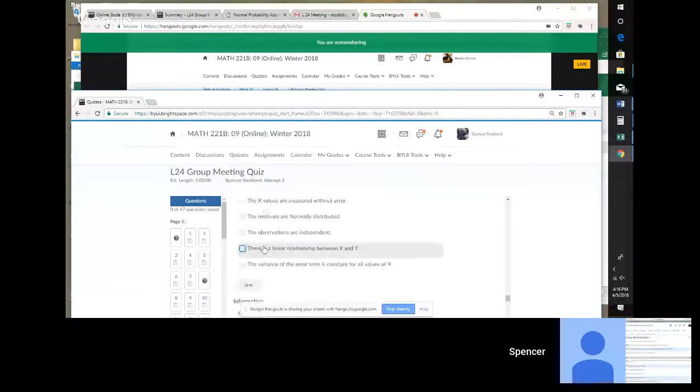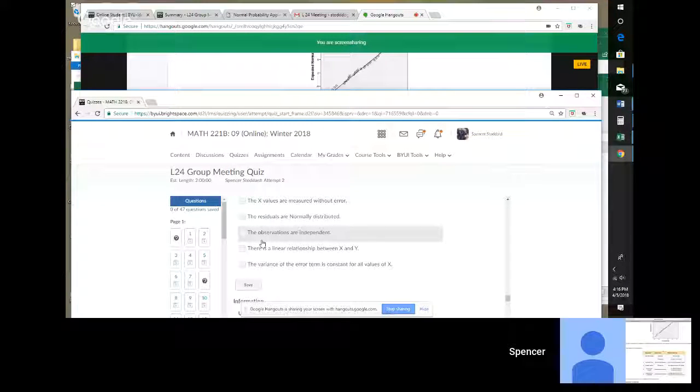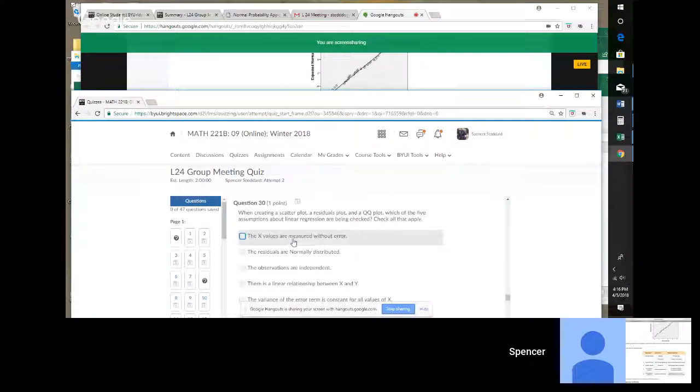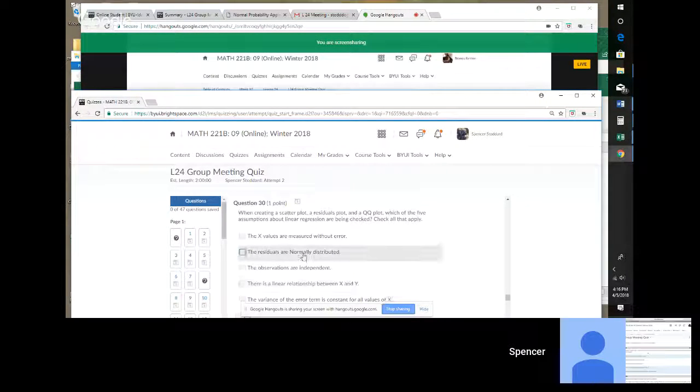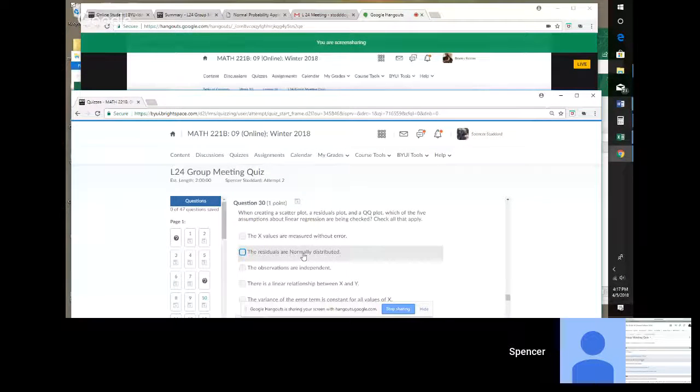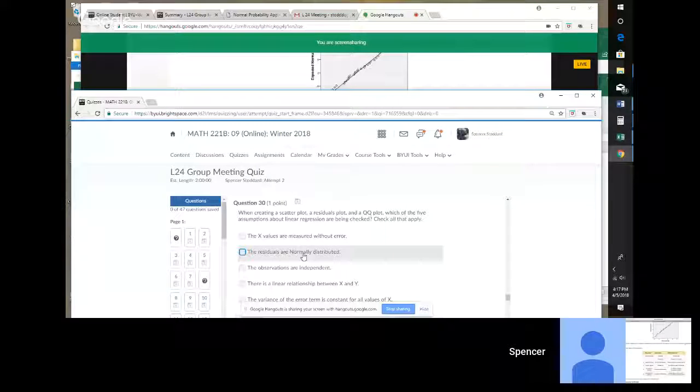30 is the one we're not sure about. Give me one second. Let's see, I don't know if I changed it or not. So normal error term, checking the QQ plot of residuals, gradient scatter plot, residual plot, and QQ plot. What are the five assumptions about linear regression? It has to be linear. The relationship has to be linear. Normal error term.